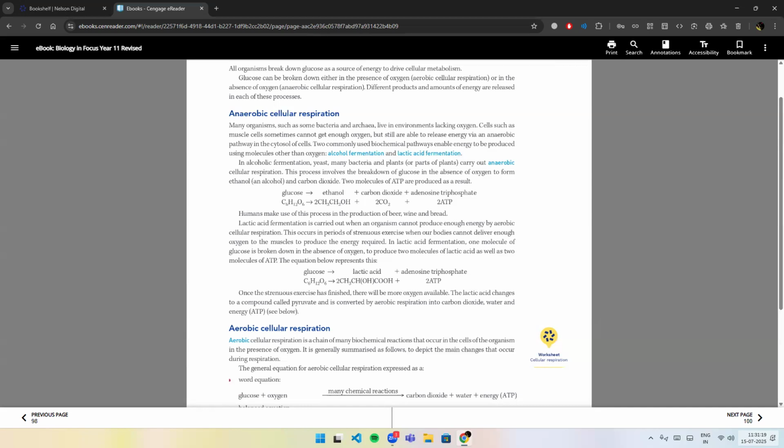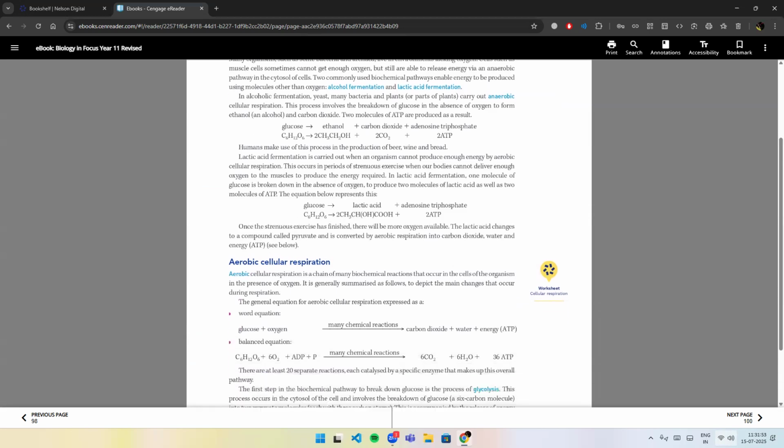Two commonly used biochemical pathways enable energy to be produced using molecules other than oxygen: alcohol fermentation and lactic acid fermentation. In alcoholic fermentation, yeast, many bacteria, and plants carry out anaerobic cellular respiration. This process involves the breakdown of glucose in the absence of oxygen to form ethanol and carbon dioxide. Two molecules of ATP are produced as a result. Humans make use of this process in the production of beer, wine, and bread.